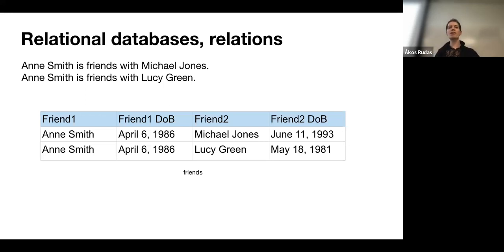So the first one, what you said, Anne Smith is written down multiple times, so is her date of birth. So the first issue with this way of storing the data is redundancy. There's no need to store these many times.